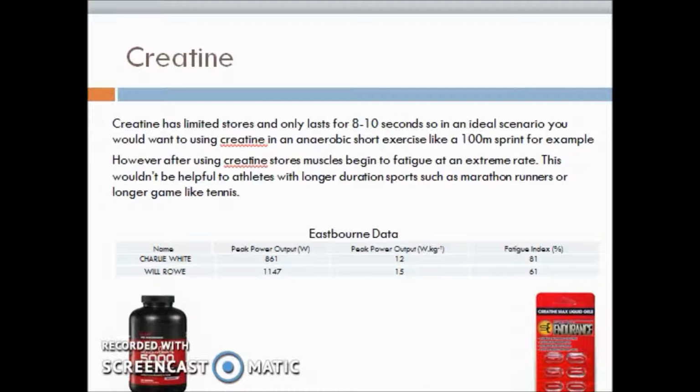However, after using creatine stores, muscles begin to fatigue at a really high rate. So it wouldn't be helpful for athletes with longer duration sports that play for a long time, such as a tennis game can last for hours, or marathons, for example. Using creatine wouldn't actually help them at all.